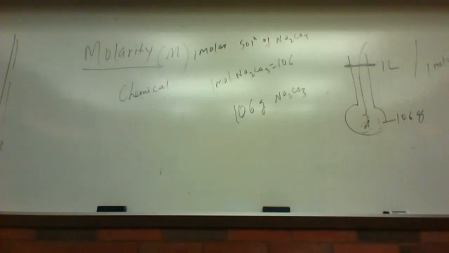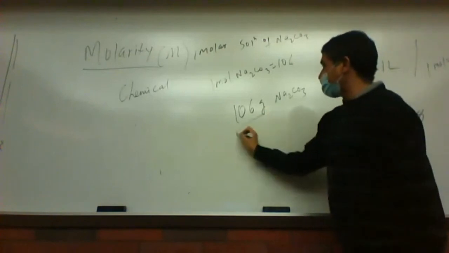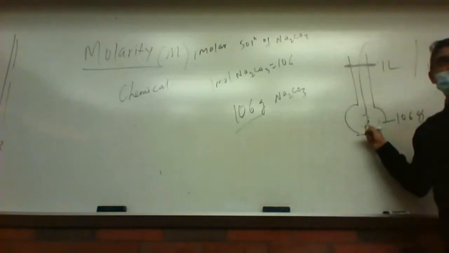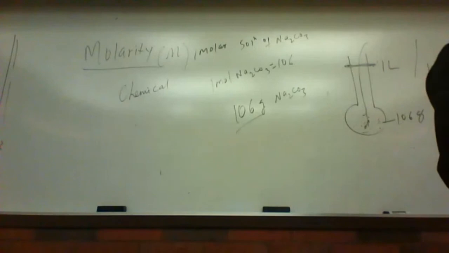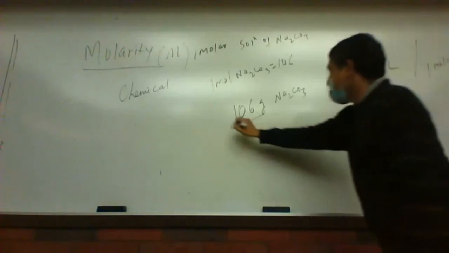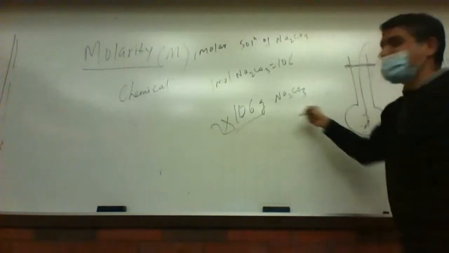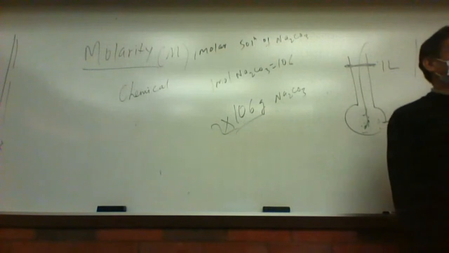So this is the definition of 1 molar. If you take half of this, the concentration also becomes half. Half of the 1 molar is 0.5 molar, right? If you take twice this amount and put it here, that becomes 2 molar. Yeah?